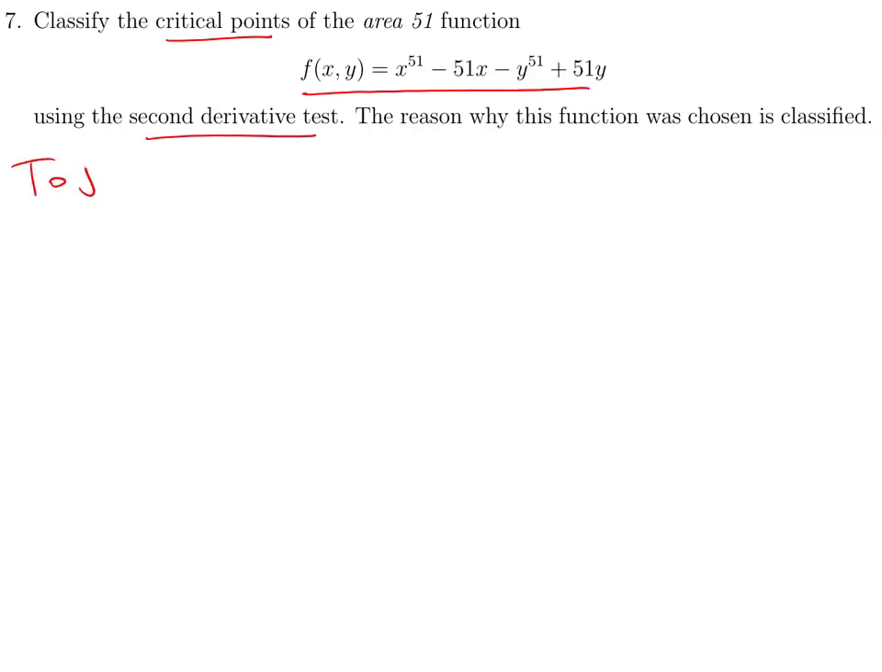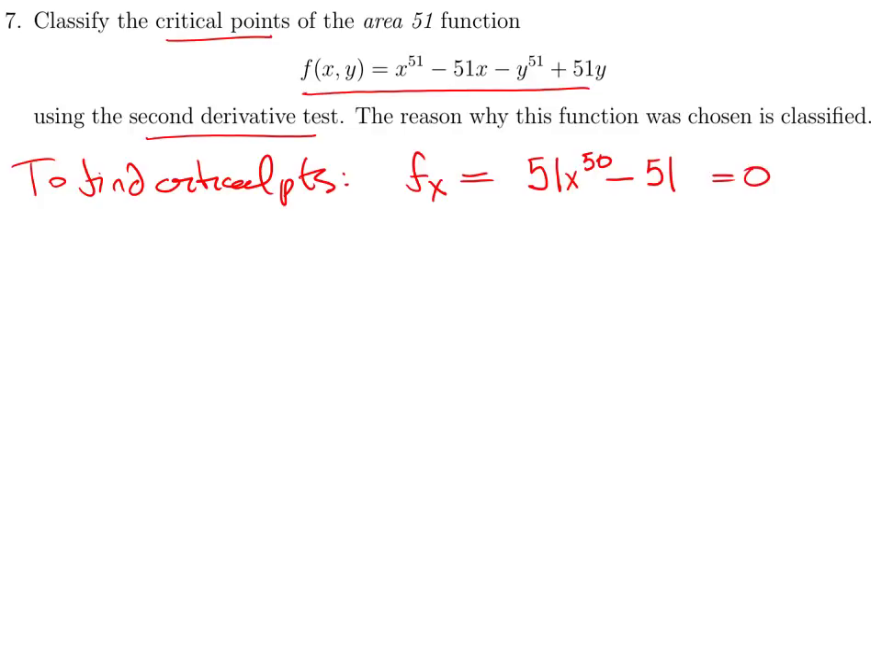So to find critical points, we have to solve 2 equations, namely the partial derivative in x is 0 and the partial derivative in y is 0. So what's the partial derivative in x? Well, only the first 2 terms matter. You get 51x to the 50 minus 51 equals 0. And that has a solution x to the 50 equals 1, which means x equals plus or minus 1.